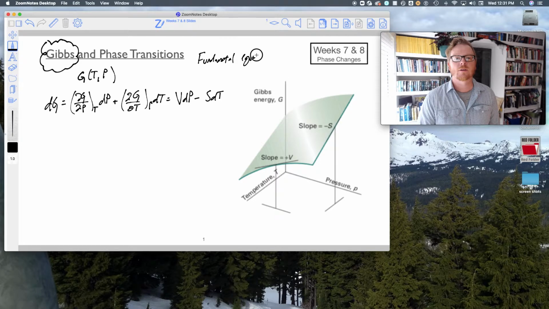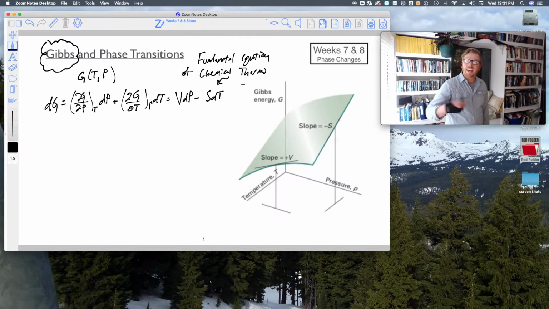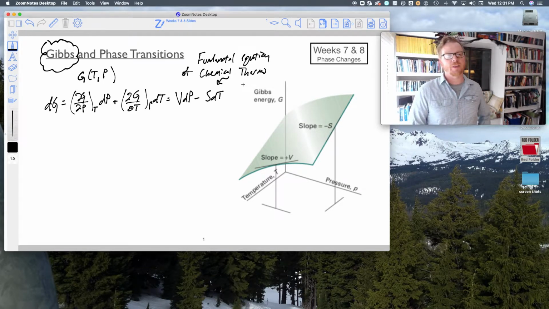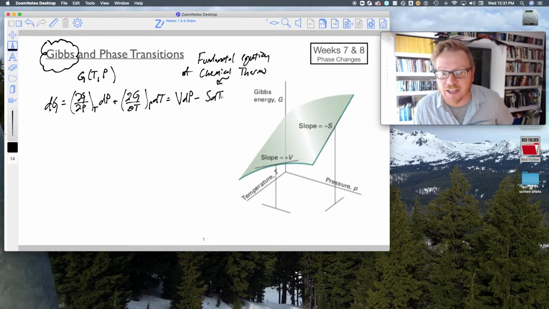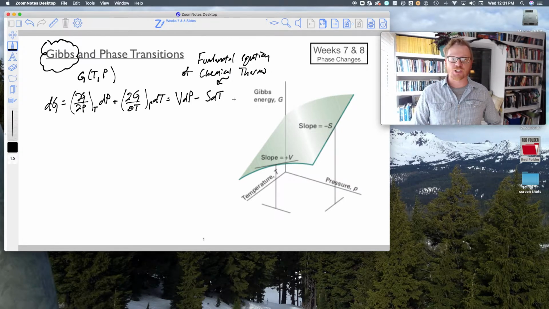Okay, so that's the fundamental equation of chemical thermo. Okay, and eventually when we expand on this beyond the canonical ensemble, where we're not really considering the number of moles, as we add on what happens to change the number of moles, that will give us an even better representation of the fundamental equation of chemical thermodynamics.